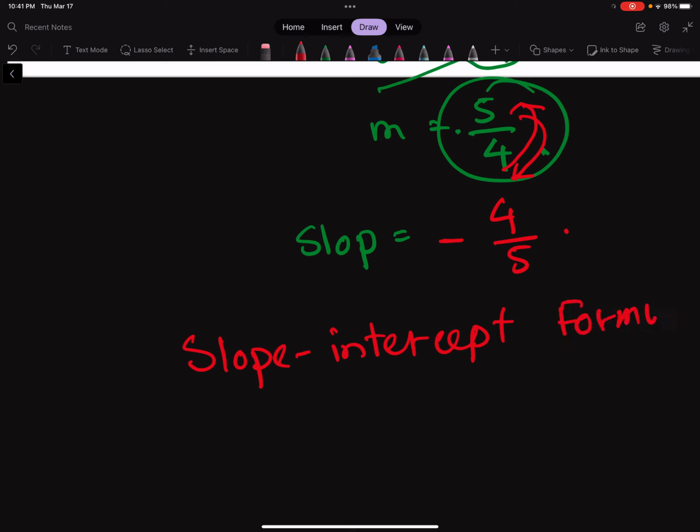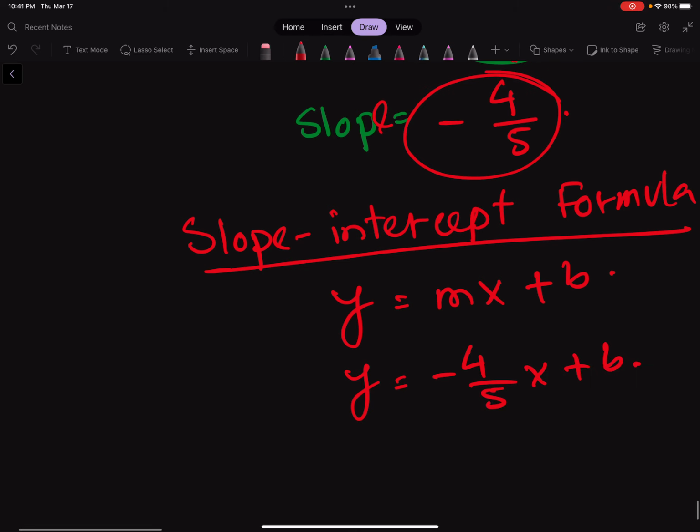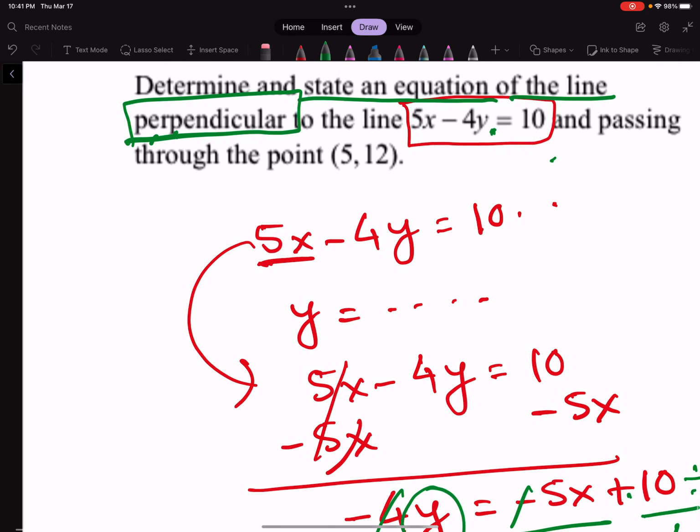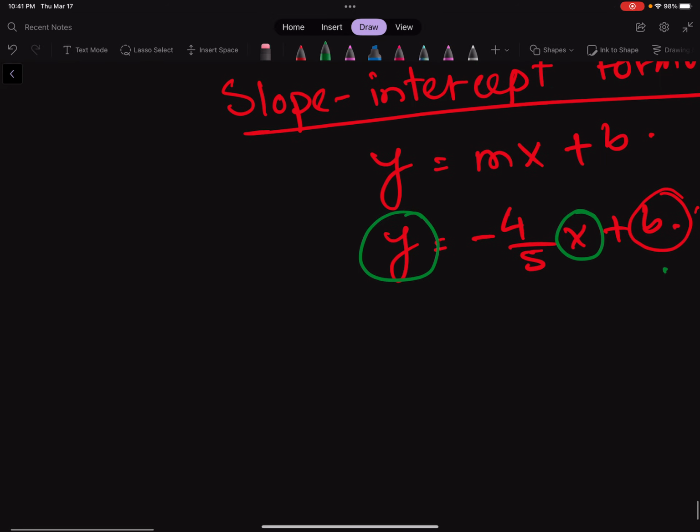If I go with slope intercept form, which is up to you, whatever is convenient, I say y equals mx plus b. So I have my m, so y equals negative 4 over 5 x plus b. I need to find b. To find b, I need my x value and y value, the point through which the line passes. It is given here: 5 and 12. My x is 5, my y is 12.